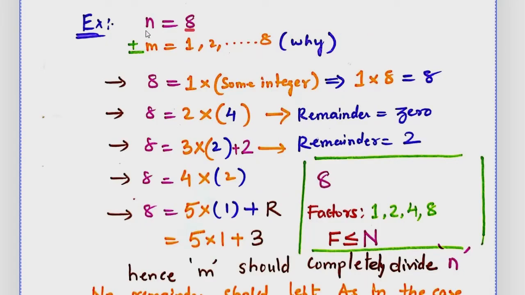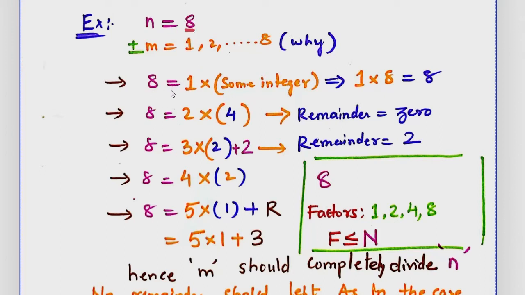So I have selected n equal to 8 as an example. As you can see, I have given m the values between 1 to 8, and we are calling this m a divisor of n, or a divisor of 8. We're going to check which numbers from this series divide 8 completely.